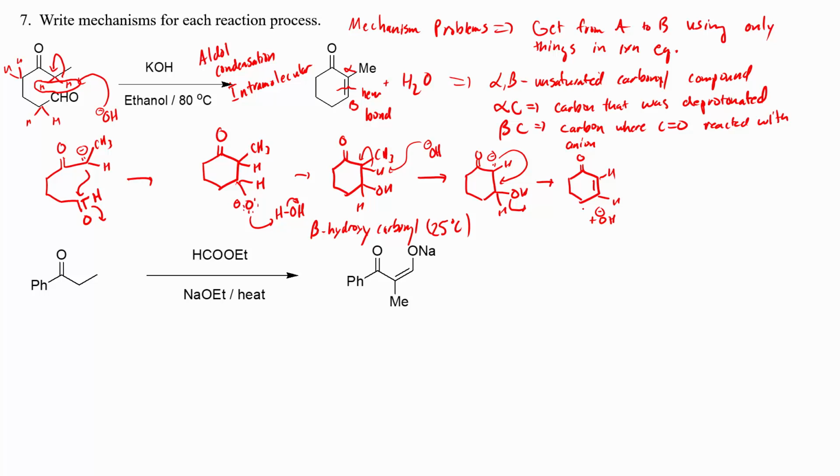Okay, so that's the simplest possible mechanism I can write. It transforms starting material into the product. It uses only the things that are in the reaction equation. And this is kind of what you're shooting for when you see that the problem is asking you to write a mechanism. Okay, let me just say another thing about this reaction. I went right to the answer because I know what the aldol condensation does.